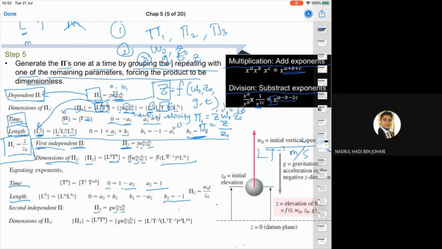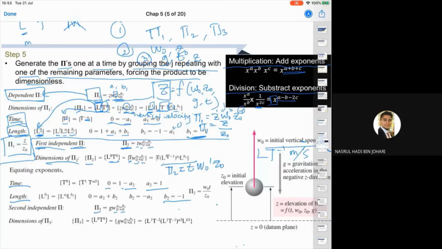When you put them together, basically it becomes pi 2 equal to T W naught A2, mana A2 kita? Power of 1. And then Z naught, power of Z naught kita ni, B2 kita apa? B2 kita adalah minus 1. So that's why T W naught over Z naught. Macam ni, exactly.